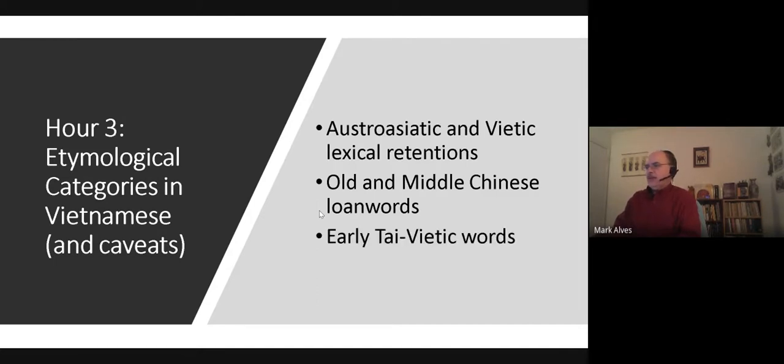And then the early Dai Vietic words, and I have not said Dai loanwords. In the past, I would say Dai loanwords, but now I'm going to say Dai Vietic words because I don't know which way they were borrowed. I don't think there is enough evidence to say this. And then areal words, meaning in Southeast Asia, China, this big area. And so those are the different kinds of words we can see in Vietnamese.